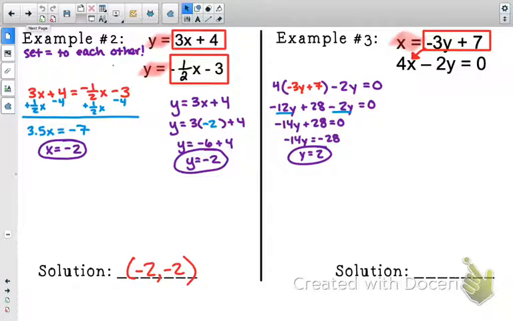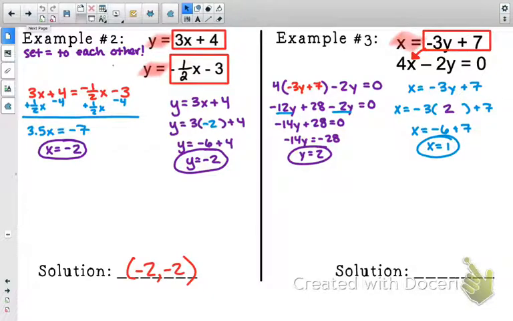So now that I have one variable, I'm going to plug it in. Again, using that boxed equation, x equals negative 3y plus 7 is going to be the easiest, but we now know that y is equal to 2. So multiply and add. We get x is equal to positive 1.